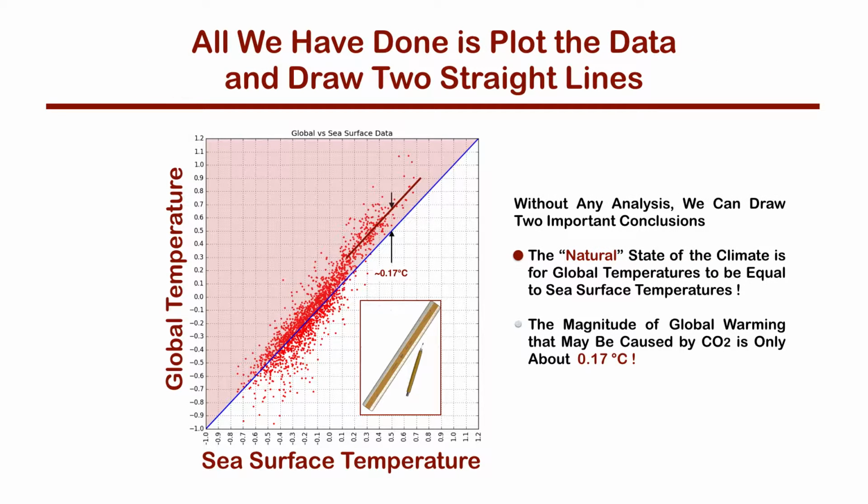So all we've done here is to plot the data and draw two straight lines, one the 45-degree line and one straight line through the anomalous data points at the upper end of the curve. Without any analysis at all, we can draw two important conclusions. The first is that the natural state of the climate is for global temperatures to be equal to sea surface temperatures on the average. That's the lower left portion of that scatter plot. Second important conclusion is that the magnitude of global warming that may be caused by CO2 is only about 0.17 degrees centigrade.